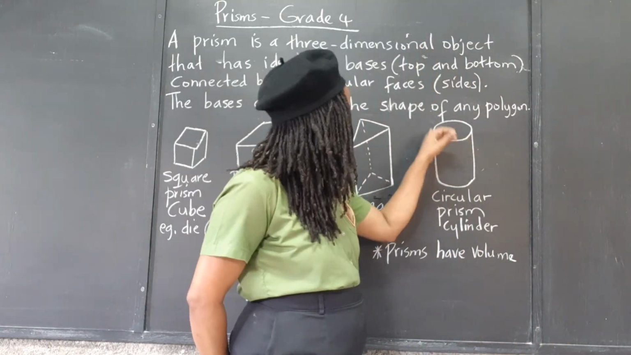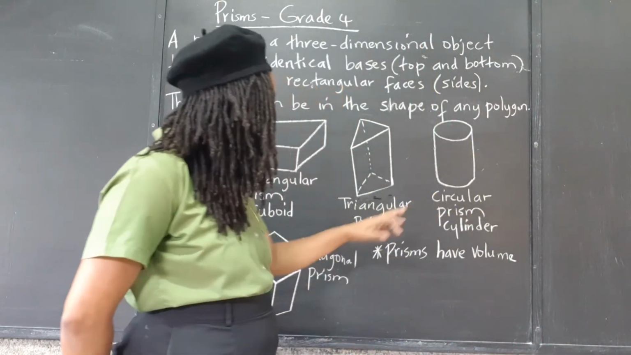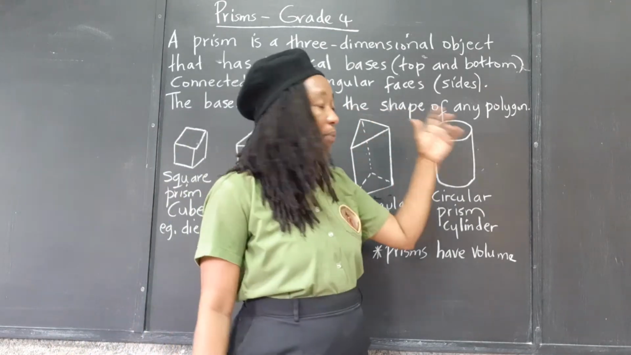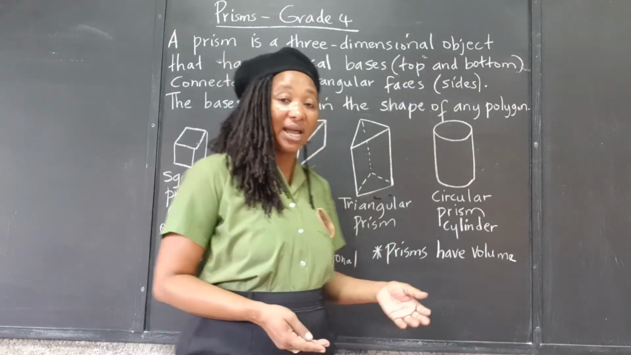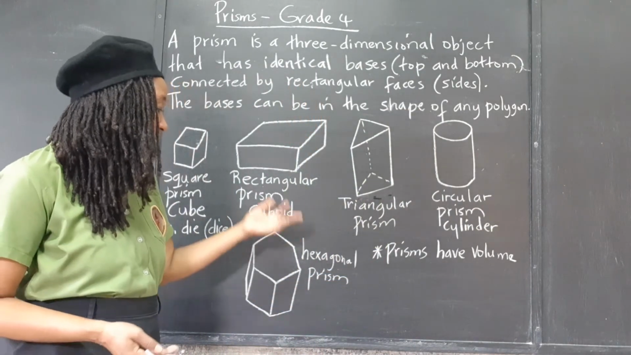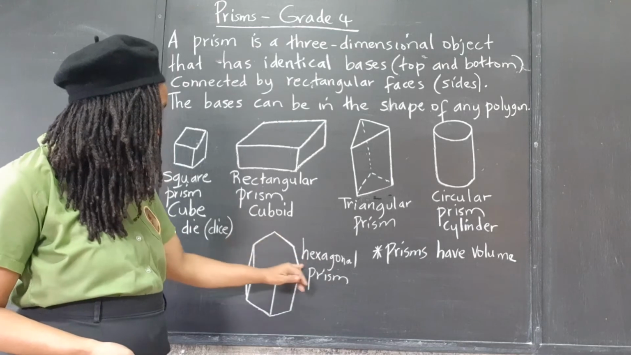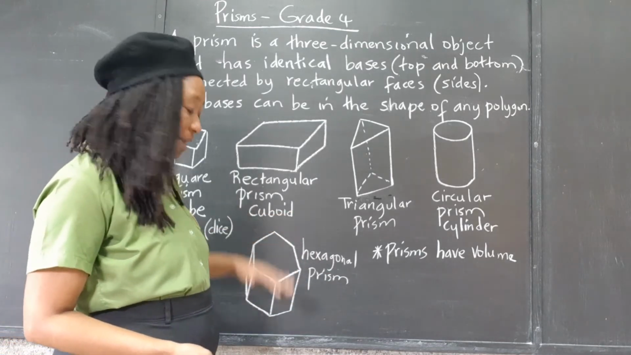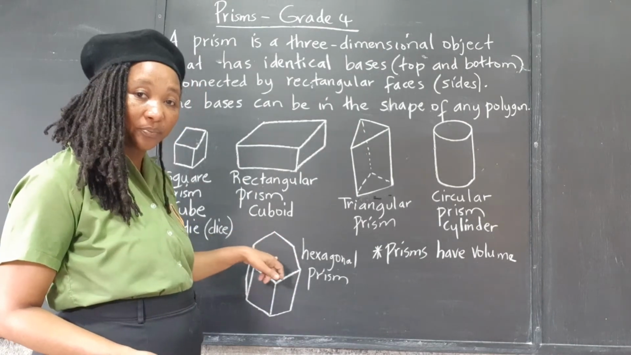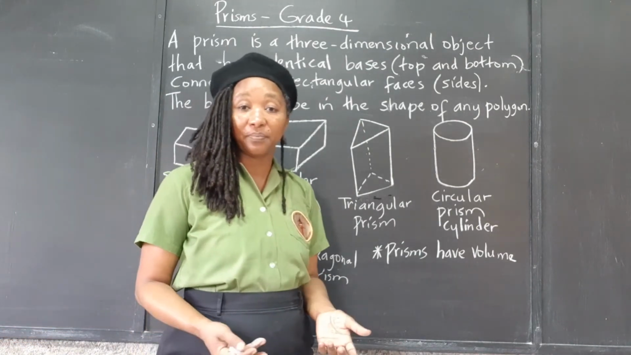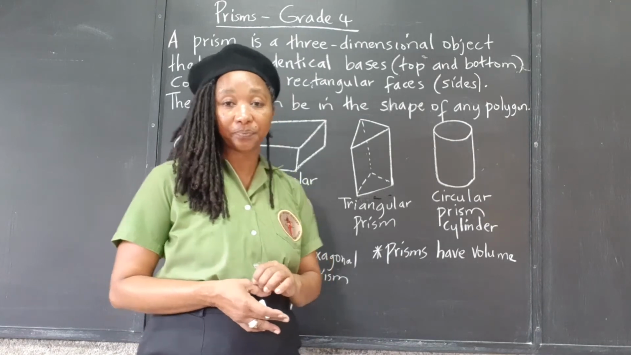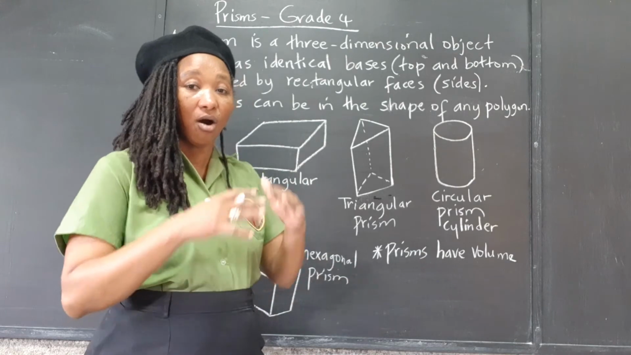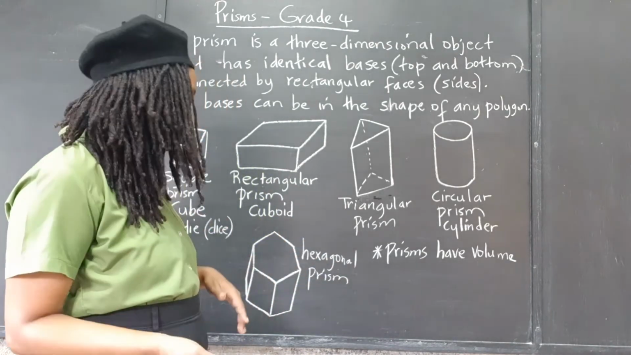So circular top, circular bottom, the cylinder. And remember, it says that the base can be any polygon. We can have a pentagonal prism, hexagonal prism, 6 sides, right? The base and the top would be the same shape. Octagonal prism, any number of sides. We have regular prisms, irregular prisms, if the sides are all of equal length or if they are not.